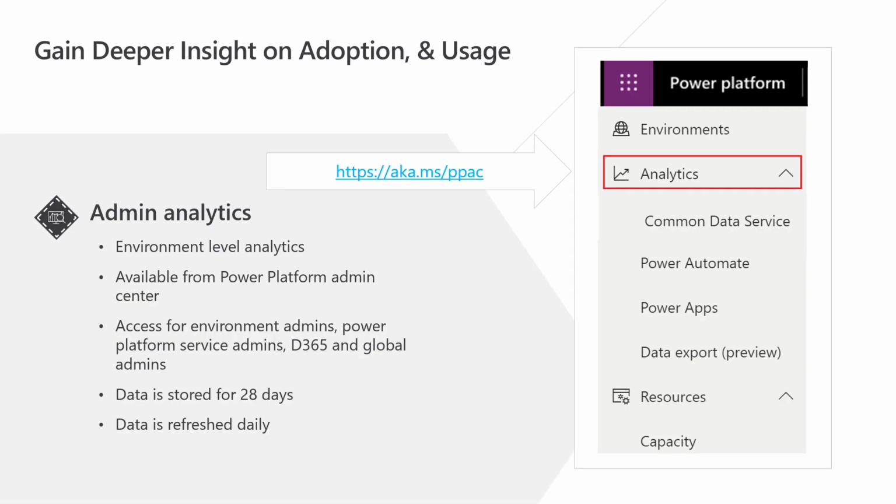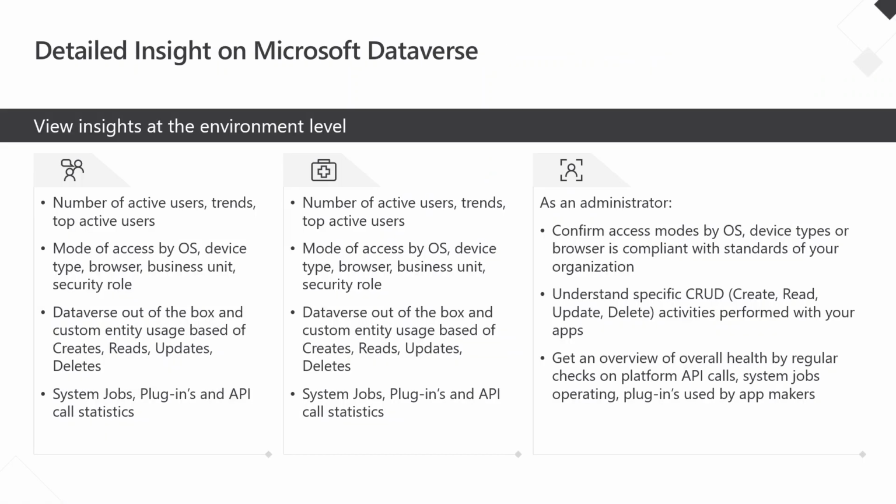So what kind of things do you have in the admin analytics? You've got environment level analytics from right within the admin center. Data is refreshed daily, stored for 28 days. I highly recommend you browse around some of those. These are the types of things you can see for Dataverse: mode of access, number of active users, number of creates, reads, updates, deletes, plugins, API calls, at the environment level.